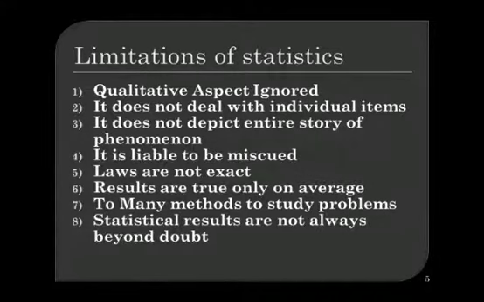Results are true only on average. Statistics largely deals with averages, and this average may be made up of individual items radically different from each other. Too many methods to study problems. In this subject, we use so many methods to find a single result. Variation can be found by quartile deviation, mean deviation, or standard deviation, and results vary in each case.